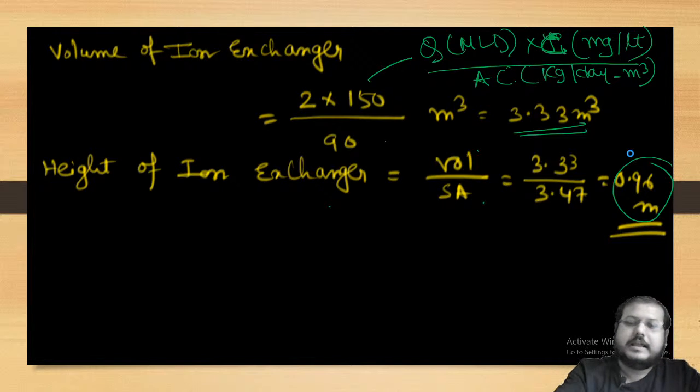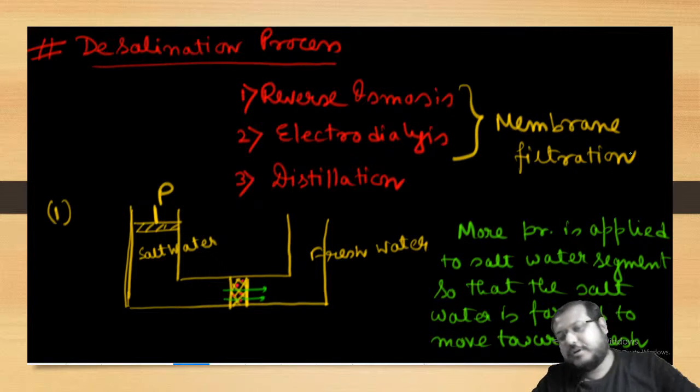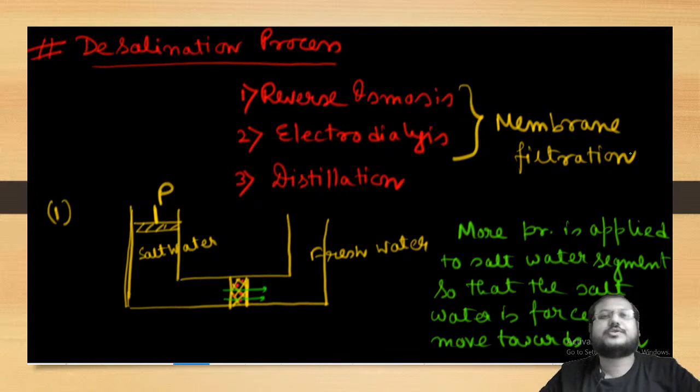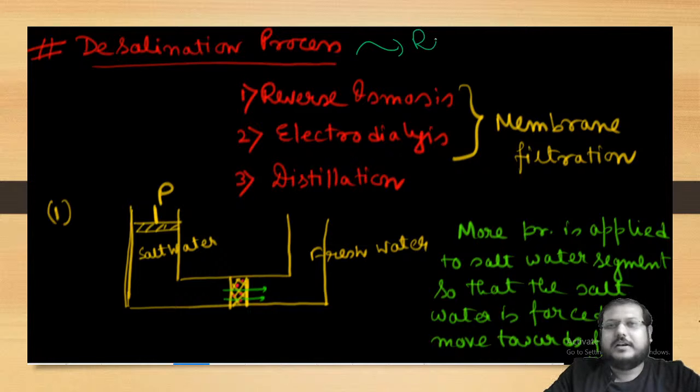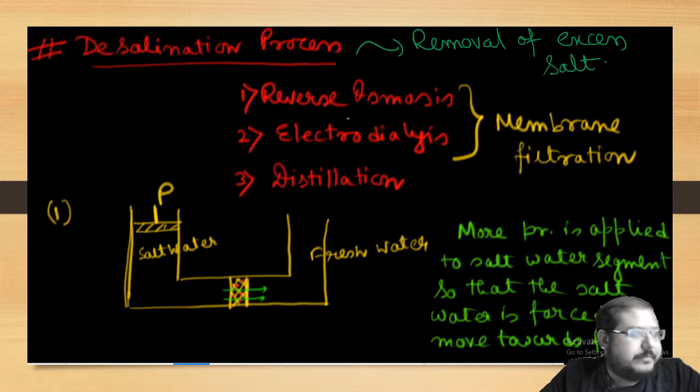Now going for such different processes like the desalination process. Desalination process means the removal of salt. De means removal. So desalination process means removal of excess salt. It is done by three things: reverse osmosis, electrodialysis, and distillation. Reverse osmosis and electrodialysis are also called membrane filtration processes.